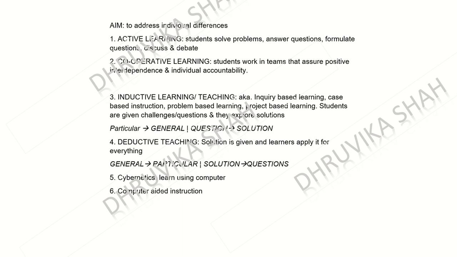Active learning is where students solve the problems. Students are basically active. They answer questions, they make questions, they also discuss them and debate over them. That is active learning. Cooperative learning is when students work in teams and assure positive interdependence. They all share responsibility and show team spirit, and that is cooperative learning.